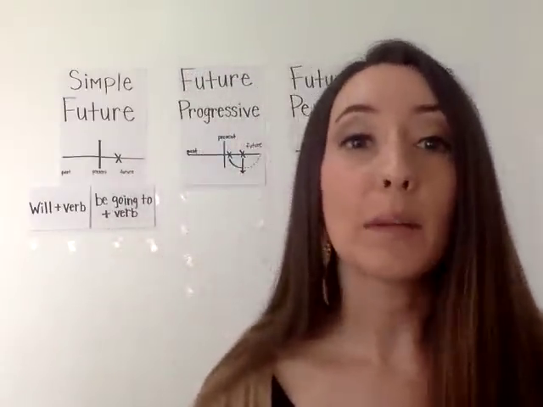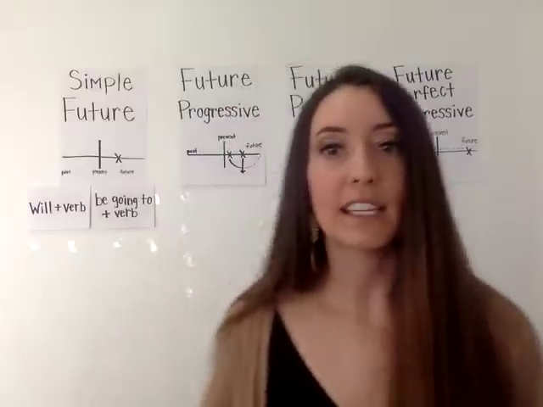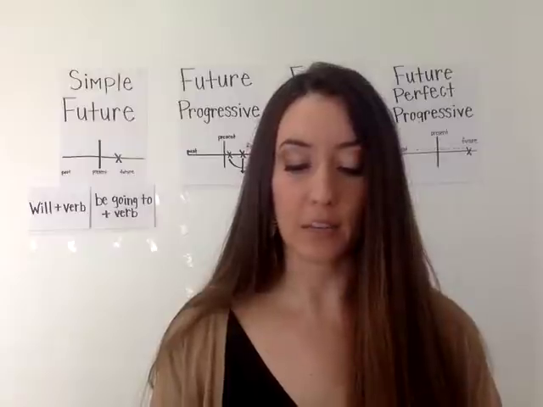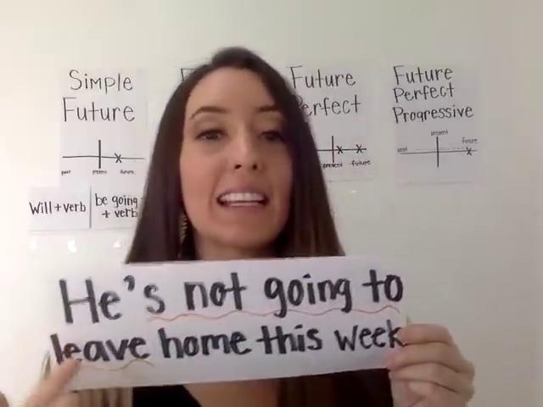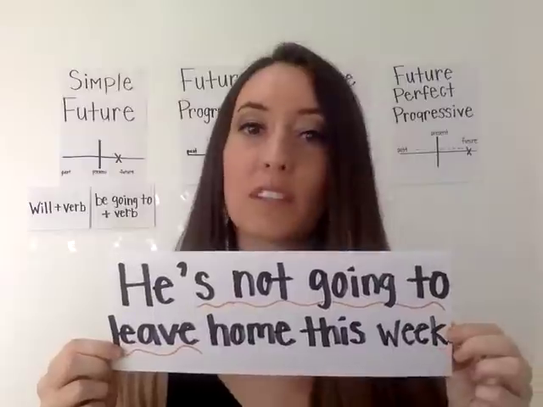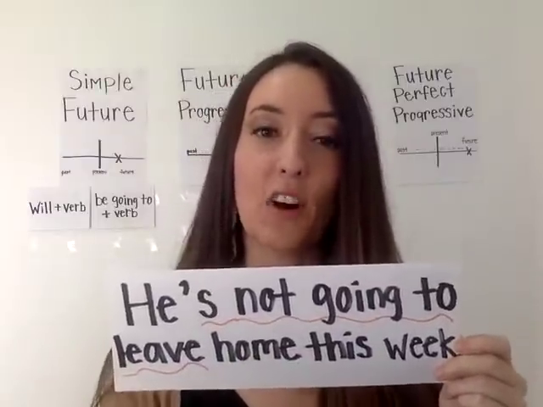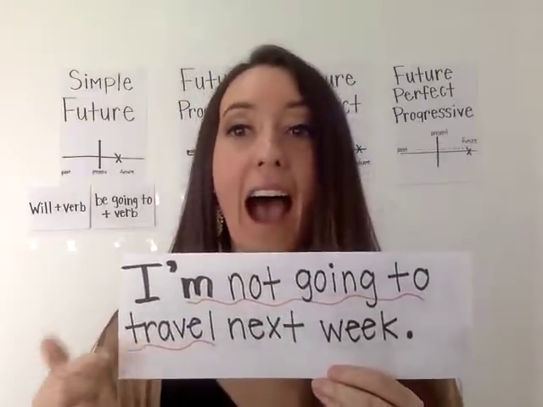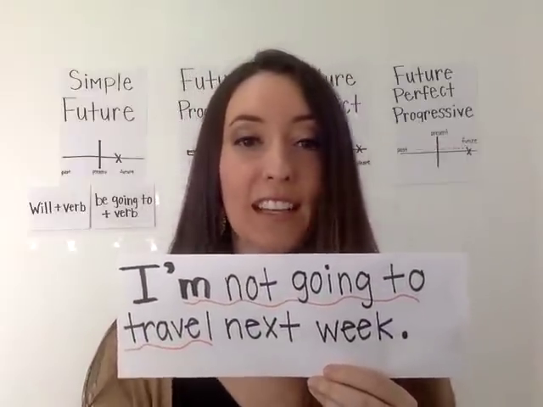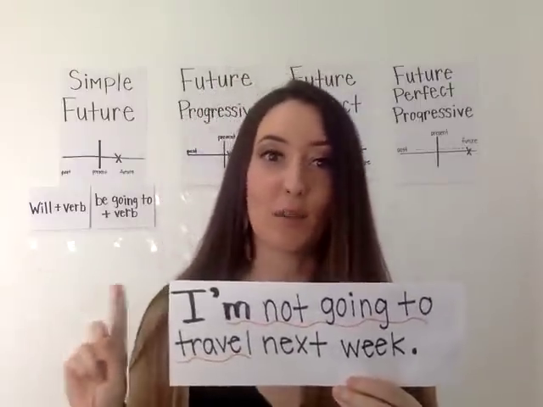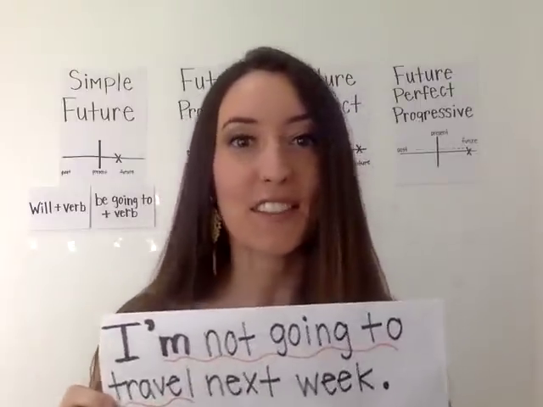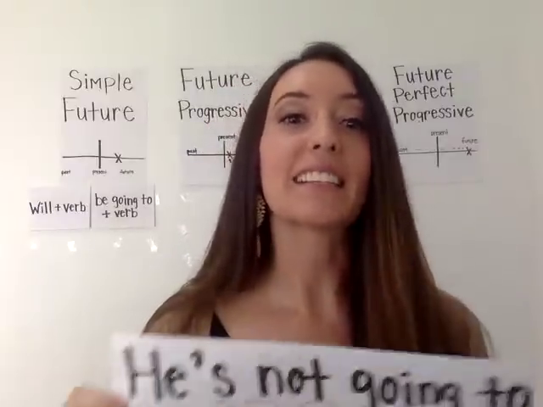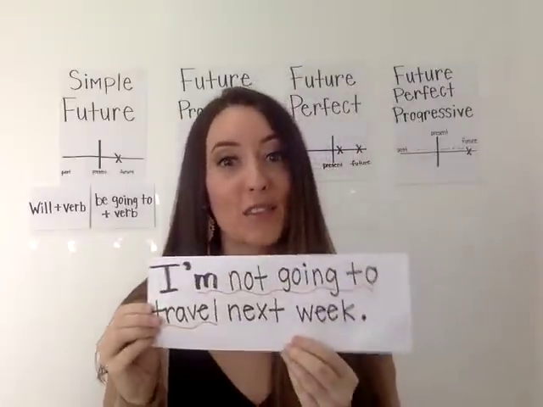Okay, and we make this negative the same way we did with will. All we do is add the word not. For example, he's not going to leave home this week. Another example, I'm not going to travel next week. I think many of us are staying home right now, so these are our plans. We're not going to leave home this week, and we're not going to travel next week.